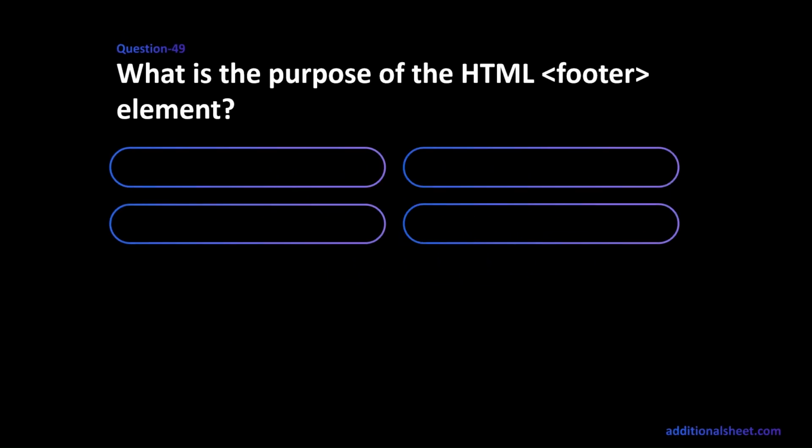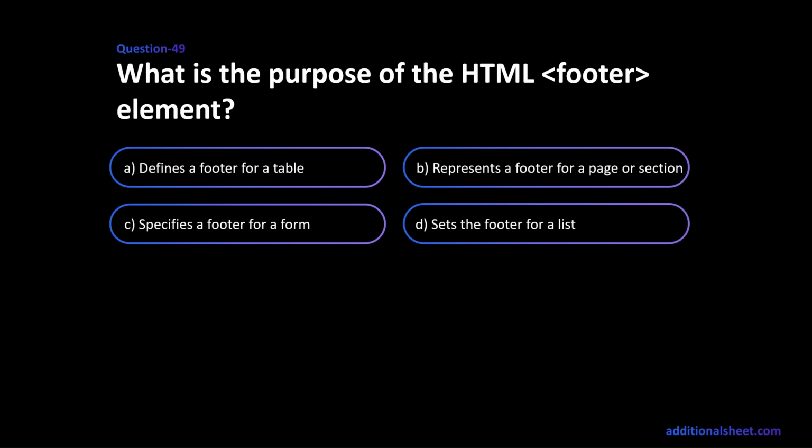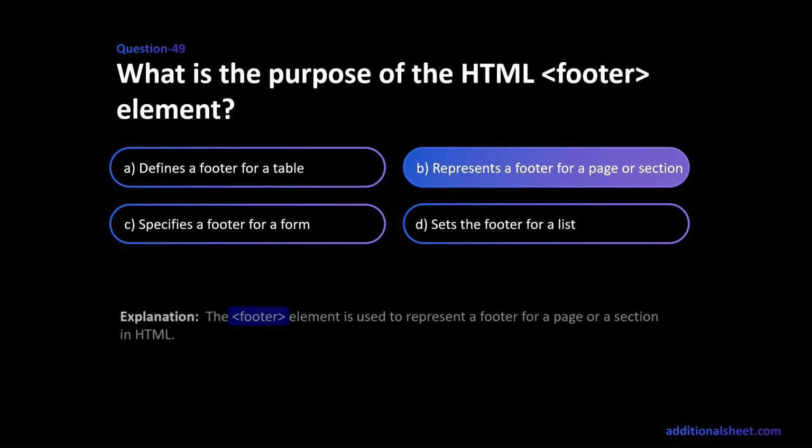Q49. What is the purpose of the HTML footer element? Options are: A. Defines a footer for a table. B. Represents a footer for a page or section. C. Specifies a footer for a form. D. Sets the footer for a list. The correct answer is option B. The footer element is used to represent a footer for a page or a section in HTML.